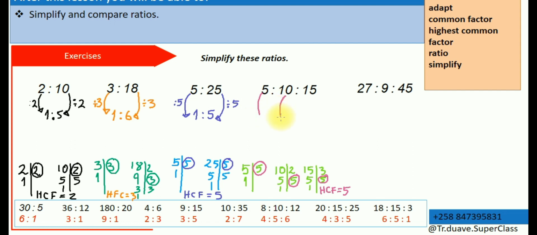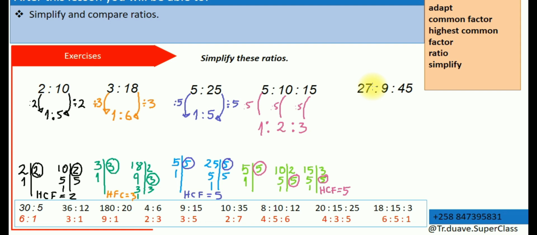We divide 5, 10 and 15 by 5 to get the new, simplified ratio. So 5 divided by 5 is 1, 10 divided by 5 is 2, and 15 divided by 5 is 3. So this is the result. Okay, so let's move to the next one.